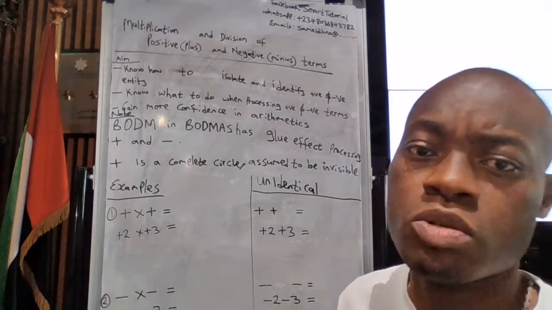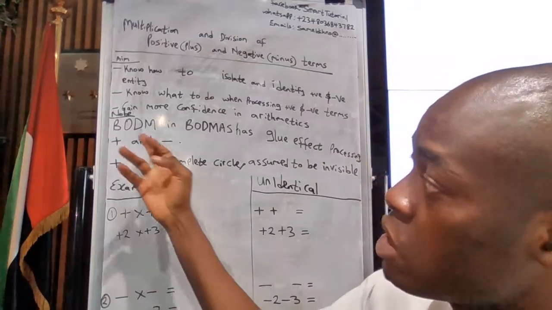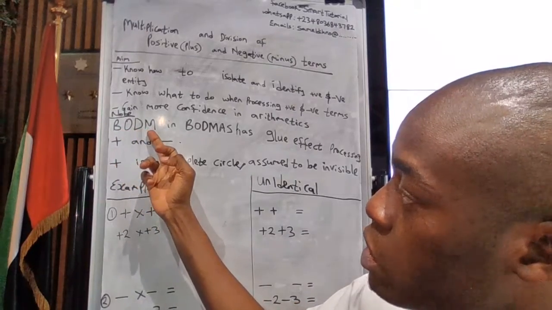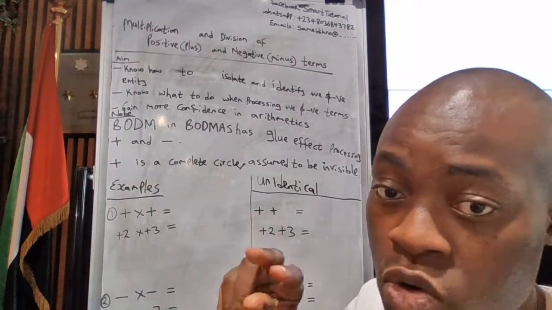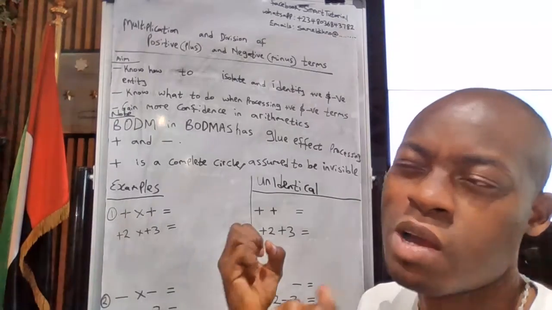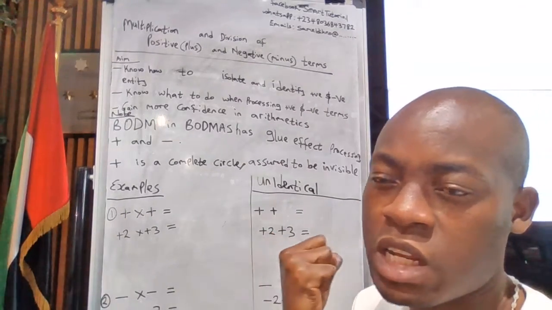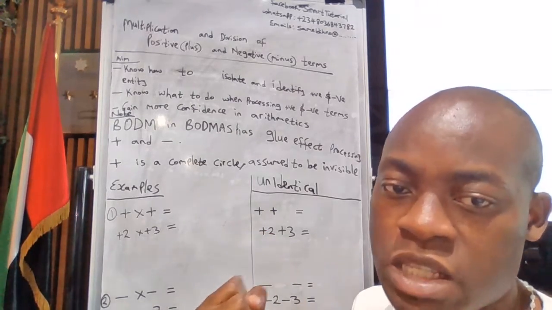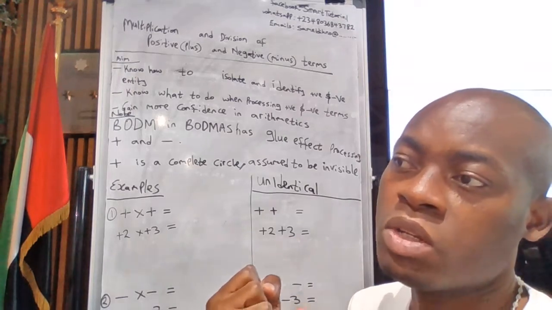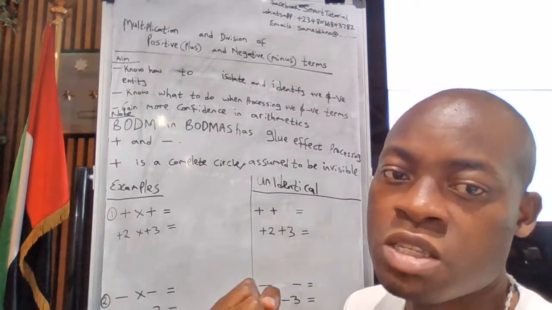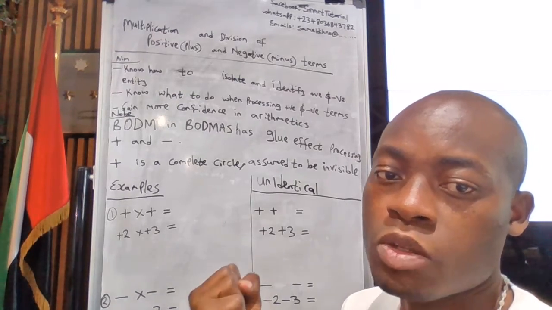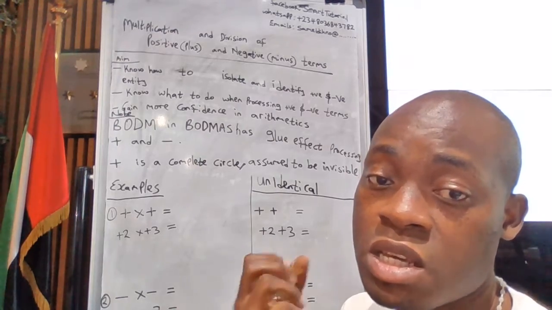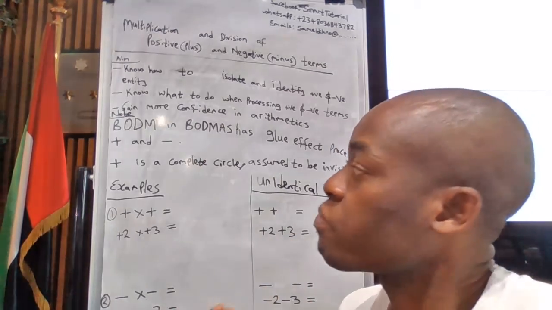One thing I want us to take note of in this video is that under BODMAS, the brackets, division and multiplication all have the glue effect. That is, they have the ability to make the positive and negative join together, and to make the negative and the negative join together. So they have this attractive power to join items together, and the items we are talking about here are the plus and the minus.